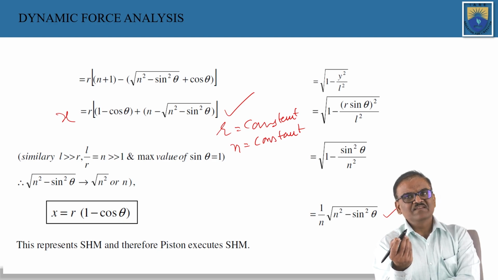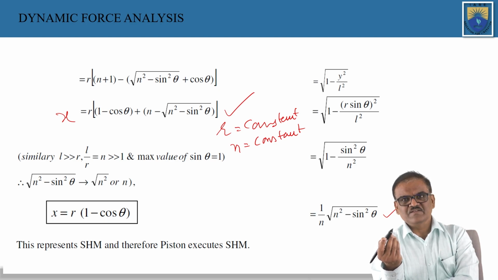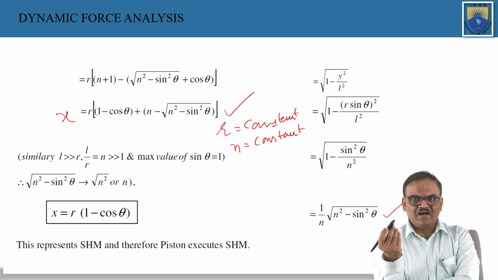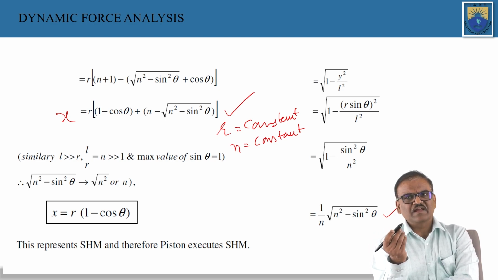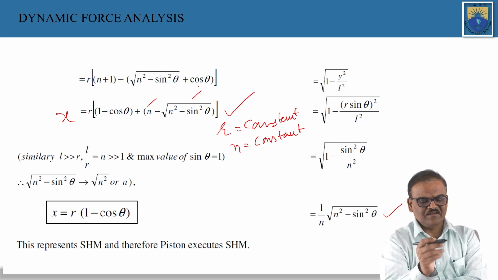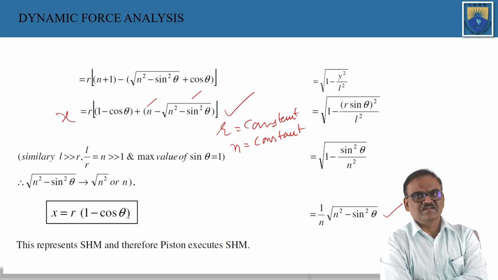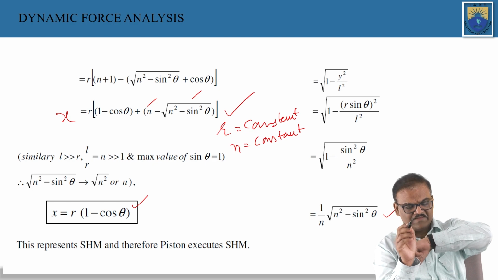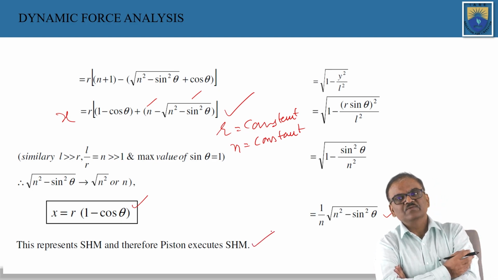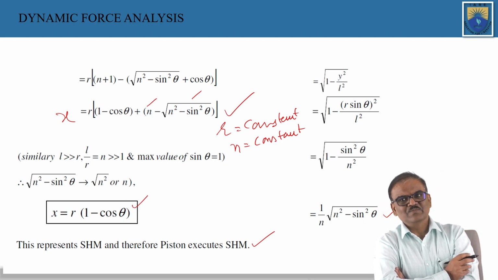Similarly, if L is much greater than R, then L by R, which is N, is much greater than 1. The maximum value of sin theta is equal to 1. Therefore, n square minus sin square theta becomes under root n square. Therefore, x is equal to r into n minus n, this gets cancelled. Therefore, x is equal to R into 1 minus cos theta. Therefore, when the displacement is proportional to cos theta, the piston is considered to be executing a simple harmonic motion.